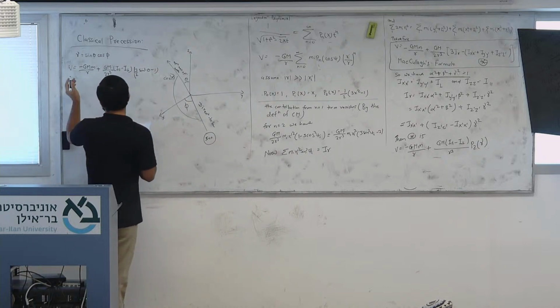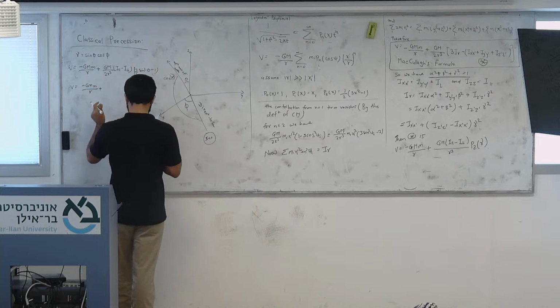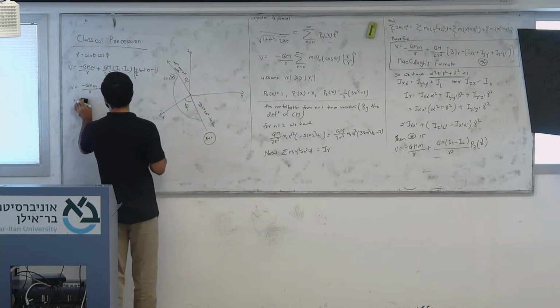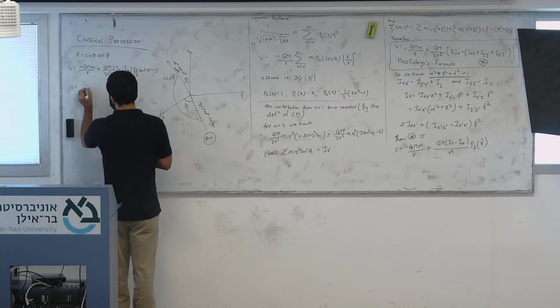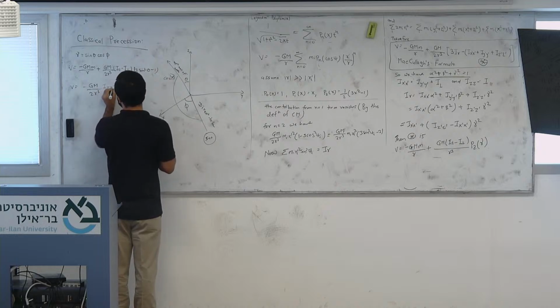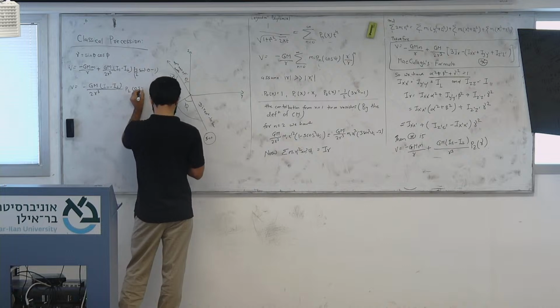Now what I'm going to do is the same thing, minus G m over R plus, no, I can write it in simple form. Minus G m over 2R cube, I parallel minus I perpendicular, into P2 of cos theta.